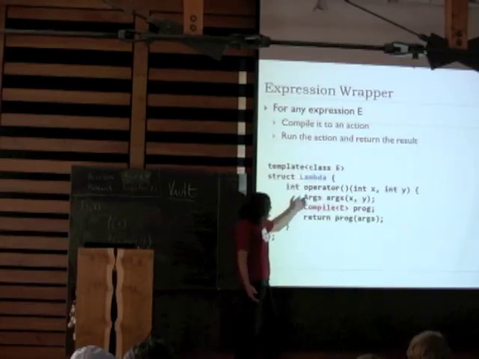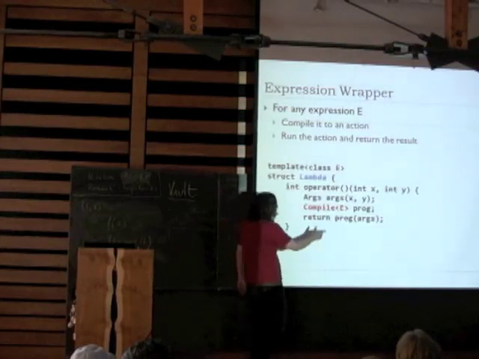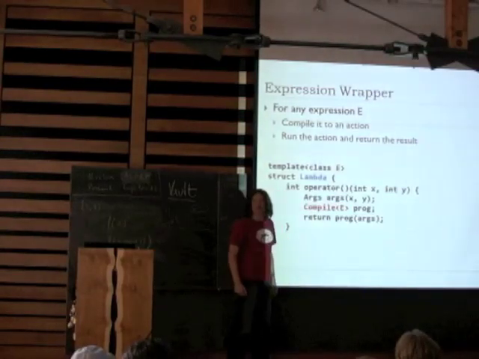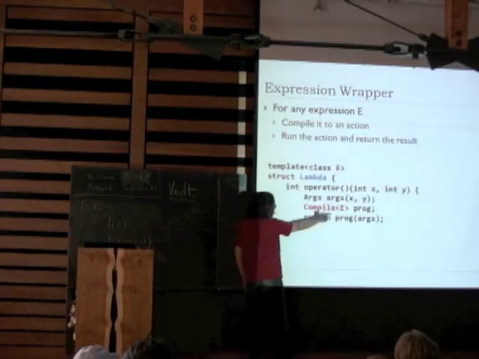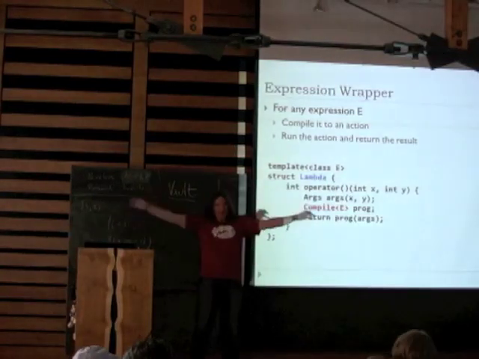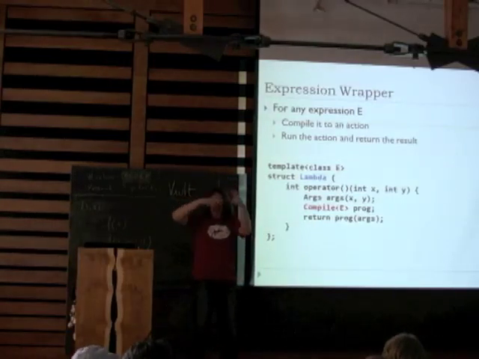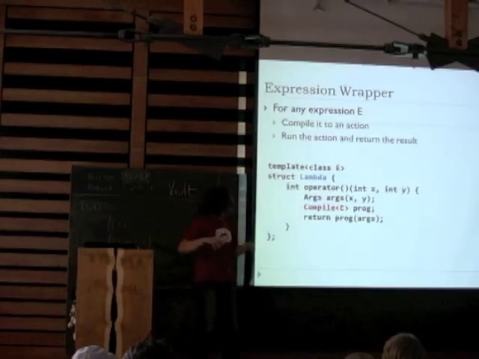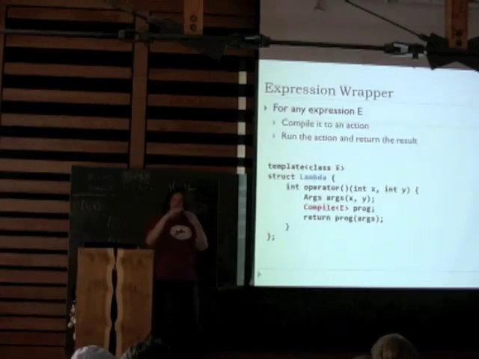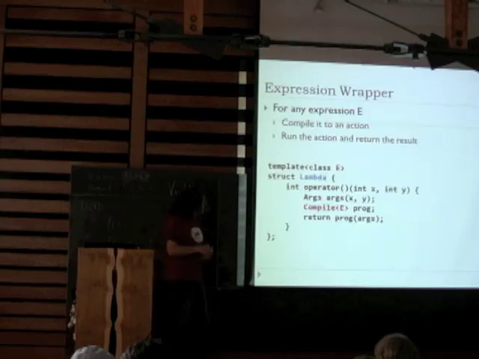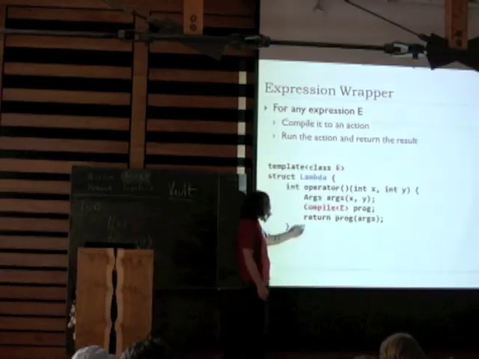So this is my object lambda. This is its operator. It's called with two arguments. What do I do with these arguments? I stuff them into my type args. Okay. What do I do with my type E? I compile it. This type E is my huge tree. Okay, well, in this case, it's not a huge tree, but it's a tree. It's a type that was constructed using these nodes, right? So I can compile it, and I will get an object that has operator function call defined, right? So this is my compiled program. I take this program, I call it with arguments, and return.